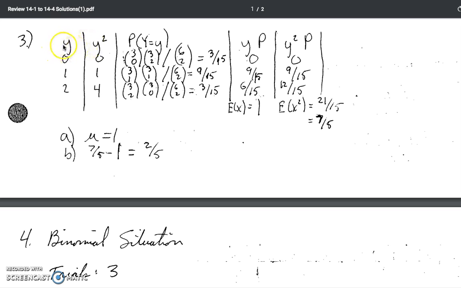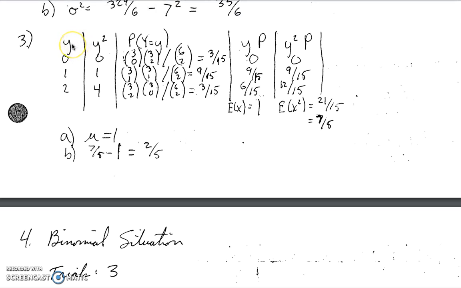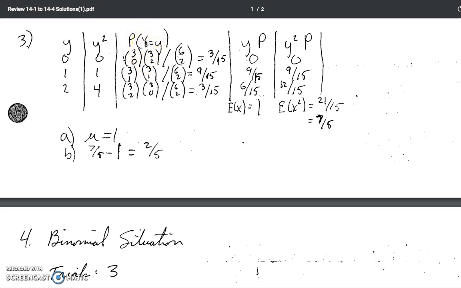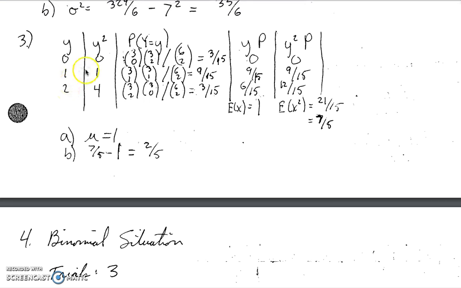I'm using a lowercase y to denote the possible values of our random variable uppercase Y. And so we can have 0, 1, or 2 women on the committee. As you can see, I've created this table where I have y squared available to us so that we can use that to find the variance later on.